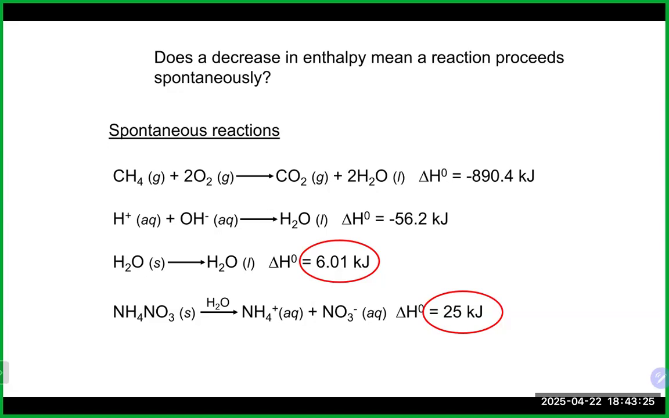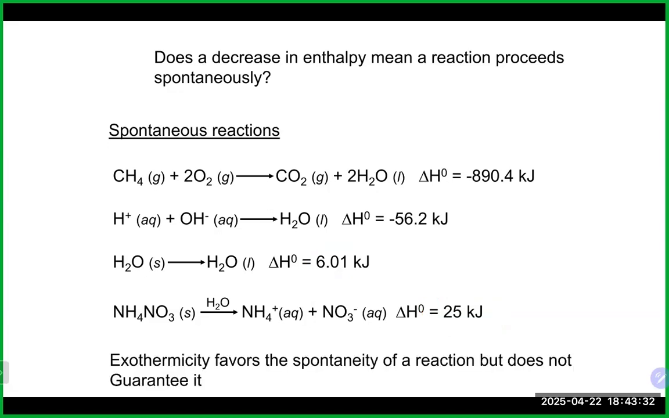The dissolving of ammonium nitrate in some water is also an endothermic process, and that will happen as well. So what this shows us is that just having a delta H that's negative and exothermic does not necessarily guarantee that your reaction will be spontaneous. You can have a negative delta H, or an exothermic reaction, that is non-spontaneous, and you can have an endothermic reaction that is spontaneous as well.